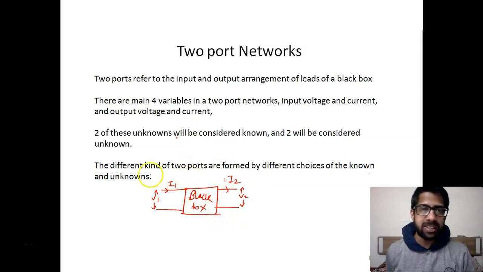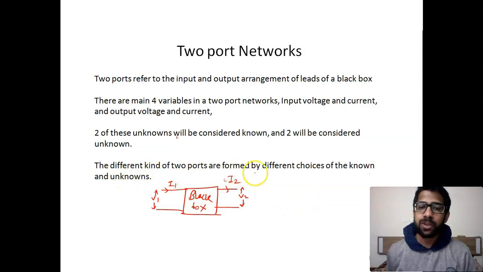So let us quickly scan through what two-port networks are actually about. Two-port networks refer to the input and output arrangement of leads of a black box. There are four main variables in two-port networks: input voltage and current, and output voltage and current. Two of these will be considered known and two will be considered unknown. Basically, out of these four, we can assume any two to be known and any two to be unknown, and we can form two equations in two unknowns.